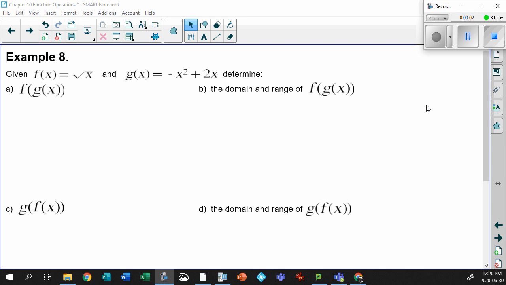So I'm going to look at some twists here. I want to take a look at some really strange looking functions and see what kind of twists this makes on the domain and range. Case in point, let's look at this.